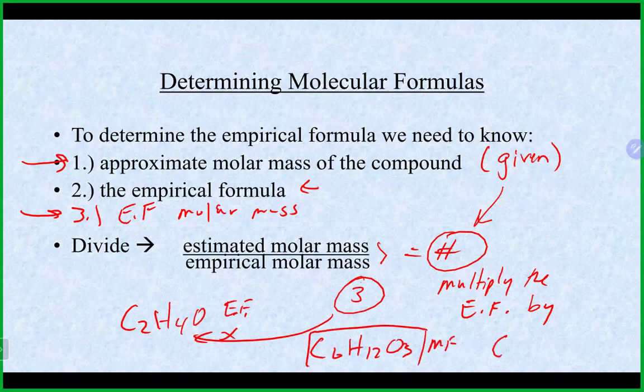Sometimes people will write it in books, and I'm not a big fan of it, but sometimes people will put the empirical formula in parentheses and put the little number next to it. I think you should just distribute it and end up with a formula like that. But you will sometimes see people do that. I would recommend just distributing it out so you get the molecular formula. Any questions on that there?